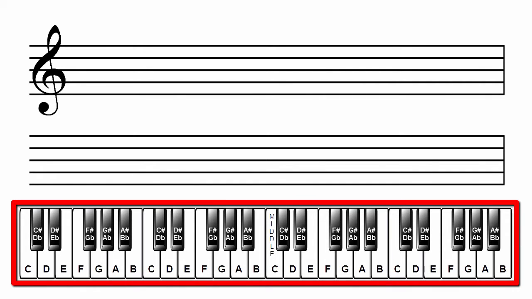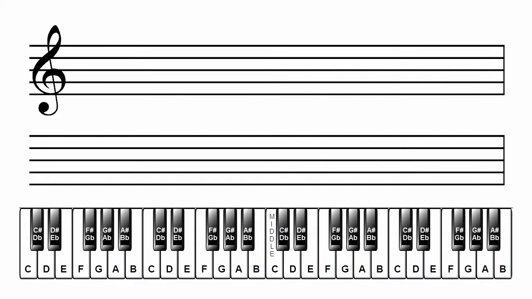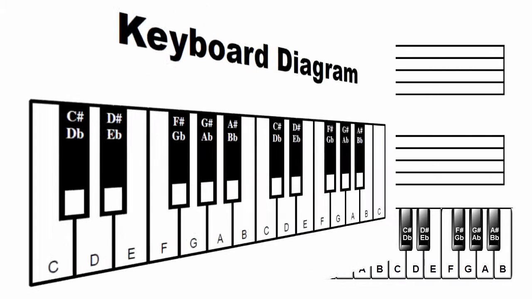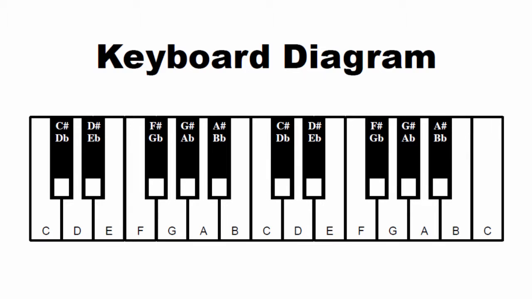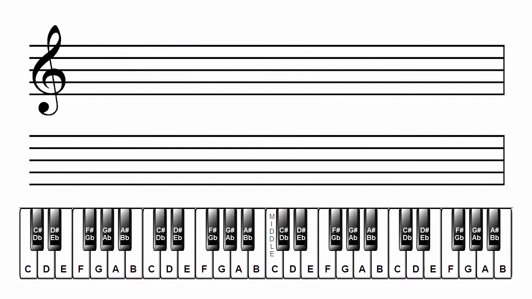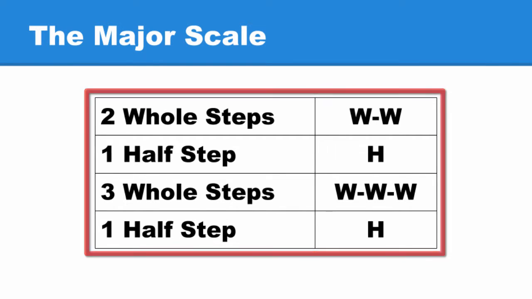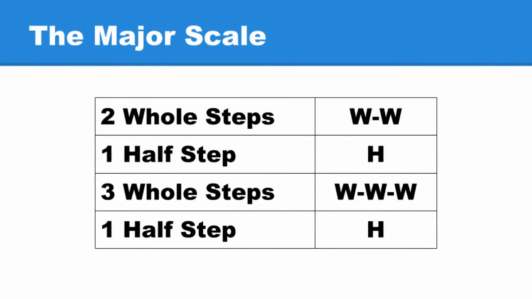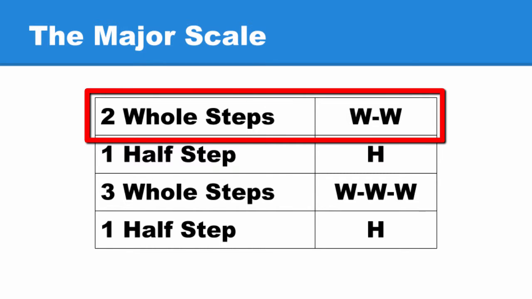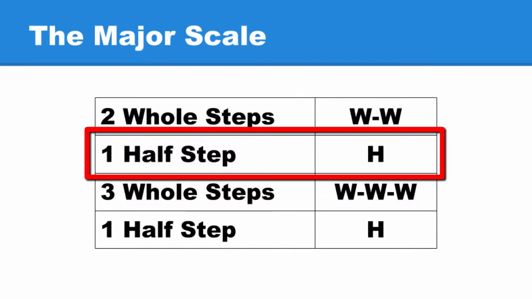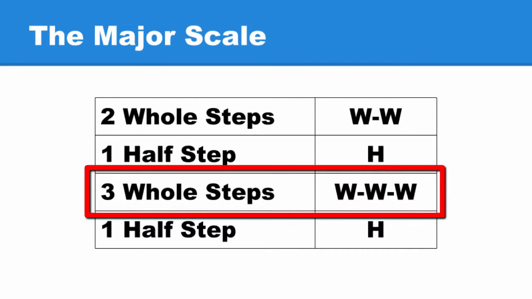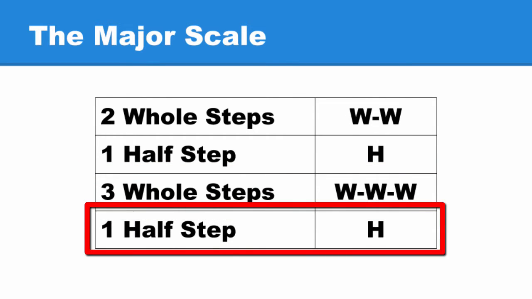Alright, let's use the piano keyboard to put all this whole step and half step stuff together and start making some major scales. You might want to have your keyboard diagram handy for reference. In this lesson, we're going to start on a note, then build a major scale from that note using our specific sequence of whole steps and half steps that make up every major scale. Once again, that sequence is 2 whole steps, 1 half step, 3 whole steps, 1 half step.